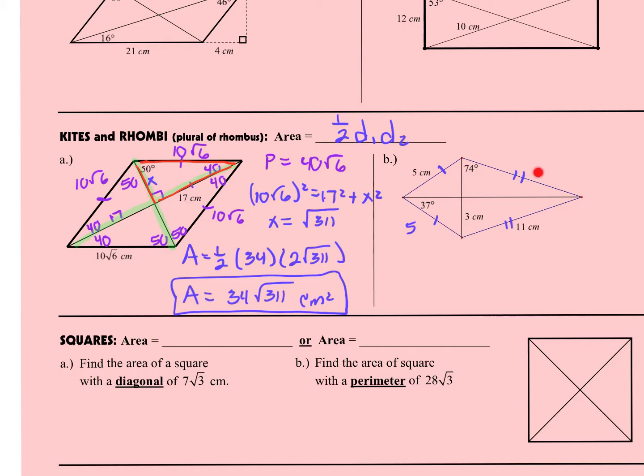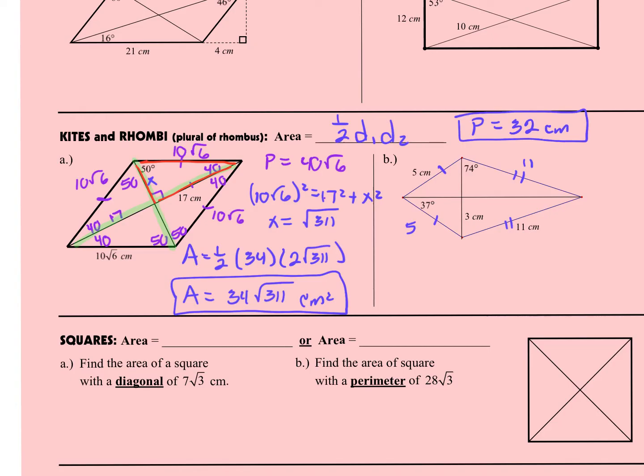And if this one's 11, then this one's 11, which means we can very easily get our perimeter as our 5 plus our 5 and our 11 and our 11. So our perimeter is going to be 32 centimeters. Didn't really have to do much work for that.